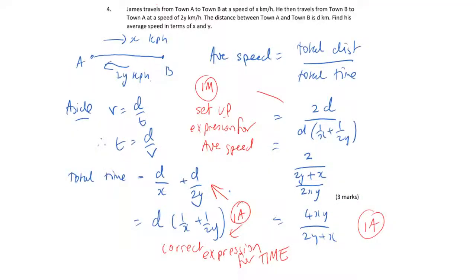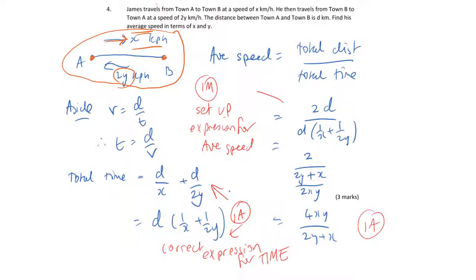Okay, so question 4 turned out to be a pretty tricky one, so let's go through this fairly slowly and let's see what happens. So first thing I would do is draw myself a diagram showing me what's happening. So we're going from town A to town B, and on the way this way we're travelling at x kilometres per hour, and then we travel from town B back to town A, and now we're travelling at 2y kilometres per hour. The question asks us to find the average speed.